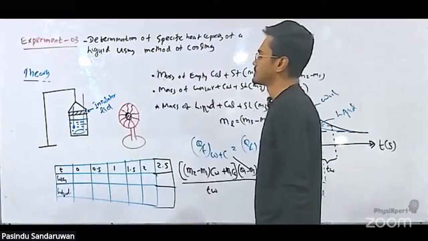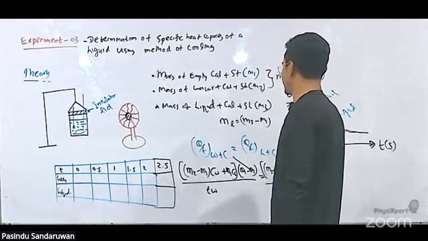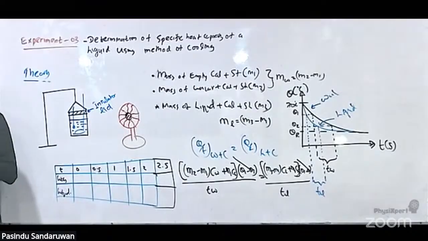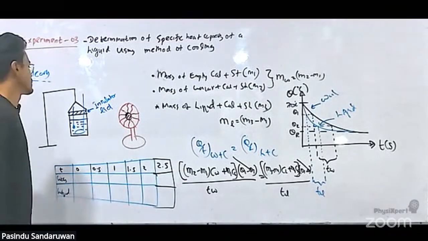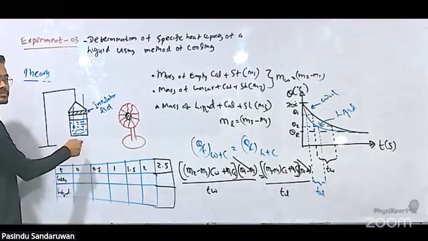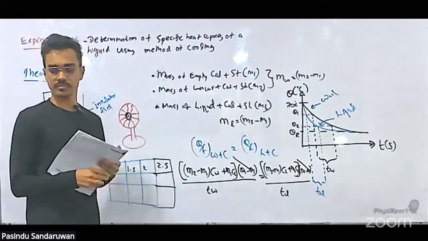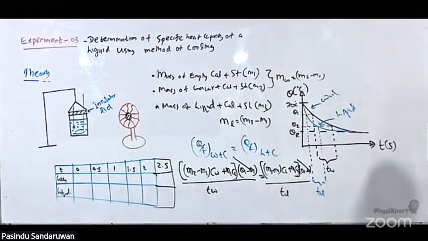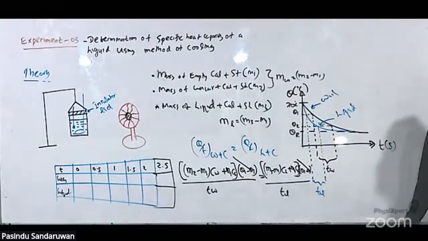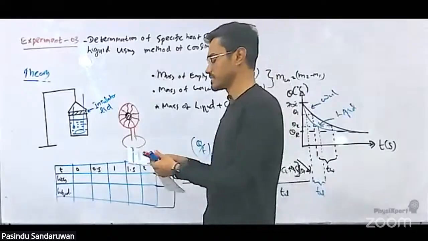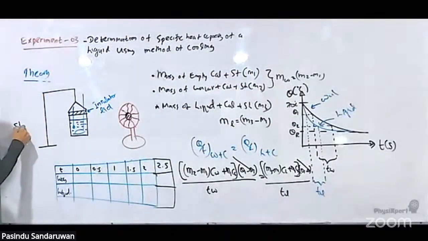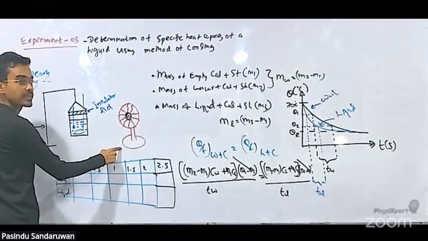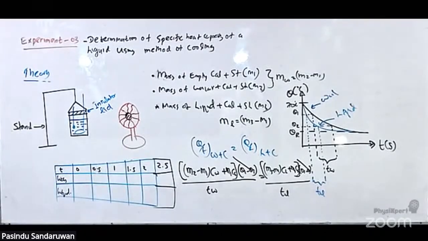Next, a heat insulated lid. Thermometer, stirrer. Stand. Then an electric fan.